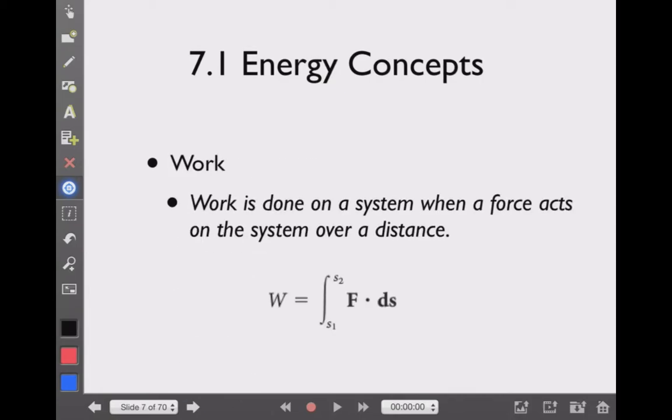So if we look at the definition of work, we've seen this probably before in physics class. The work done on a system is when a force acts on that system over a certain distance. And so we just have a vector quantity here. Actually, these are two vectors, the dot product of these two vectors, which create a scalar. So work is a scalar, but it's basically a vector force dotted into the direction in which that force is acting, and the ds from one point to another, S1 to S2. So that's one definition of work.